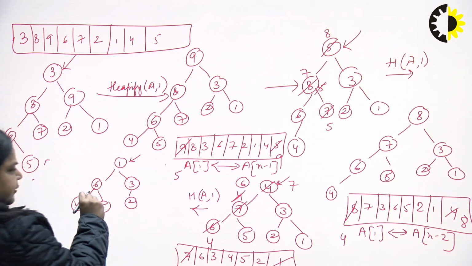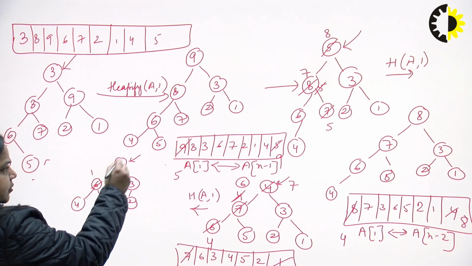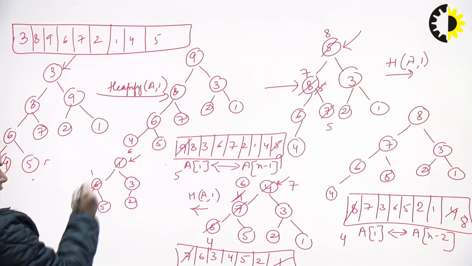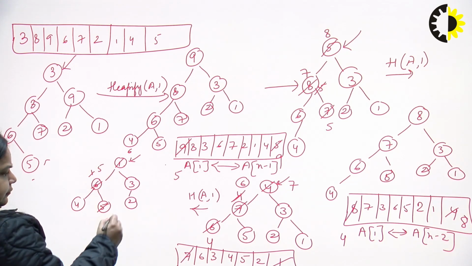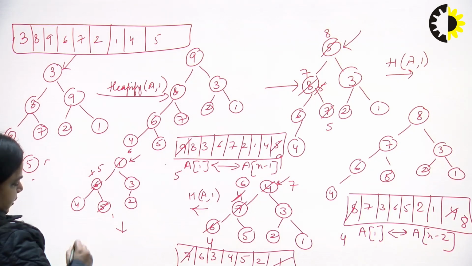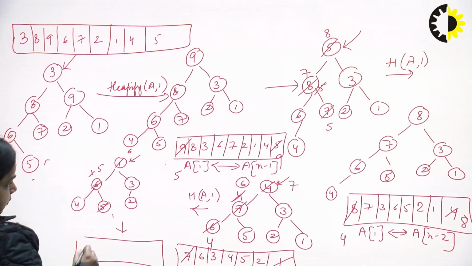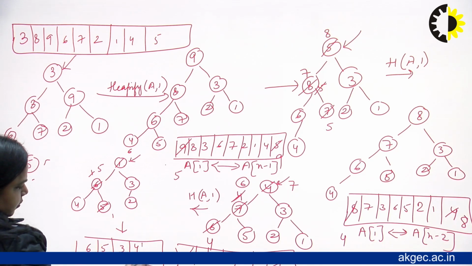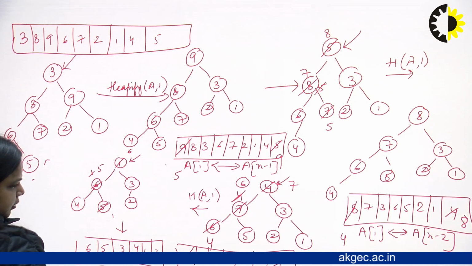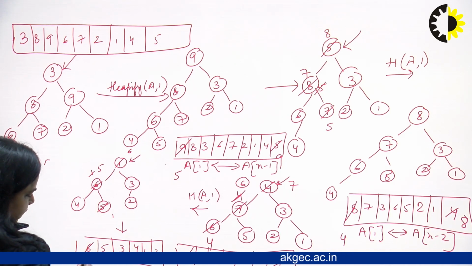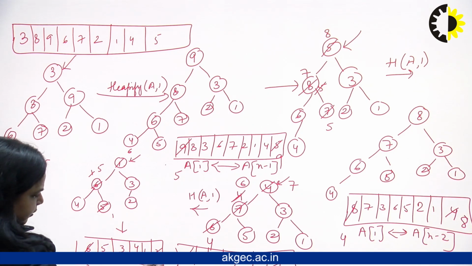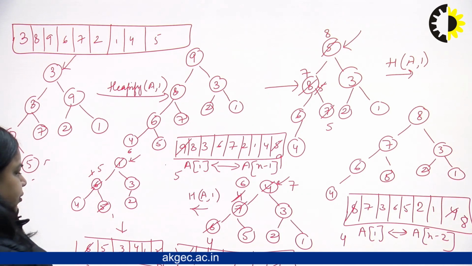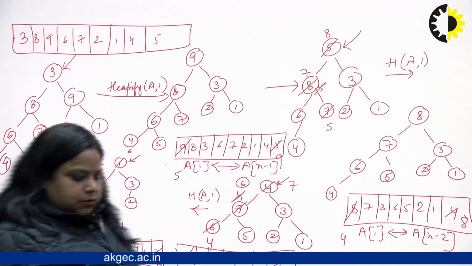1 is being swapped with 6. 1 here, 6 here. 1 is lesser than 5. 5 here, 1 here. So we are getting a tree as array as 6, 5, 3, 4, 1 and 2. Now swap this with the last element 6, and so on until we get the desired output.